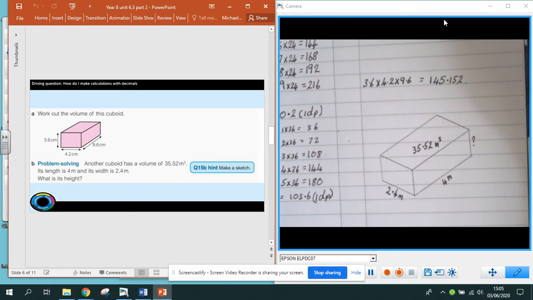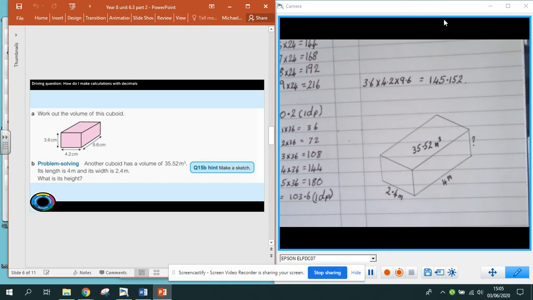Okay, so the first bit, we've got 3.6 times 4.2 times 9.6. 3 numbers after the decimal point in the question, so 3 numbers after the decimal point in the answer. When we work it all out, you get 145.152. If you haven't got that, just go through your work and make certain that that's correct.